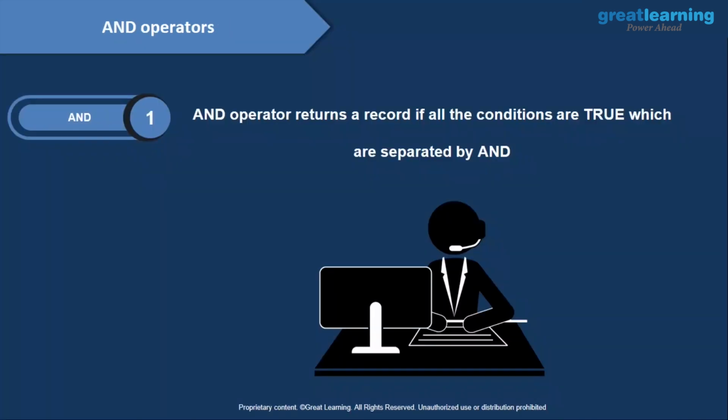Suppose we are going to use the AND operator. The AND operator returns a record if all the conditions separated by AND are true. So if you are giving two conditions for a particular query, and both conditions are true, then you will get a result from your query. This is how the AND operator works.